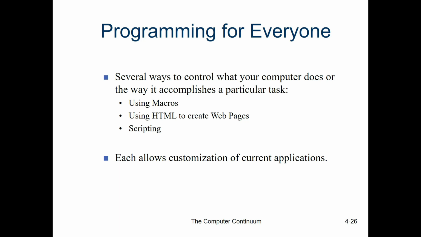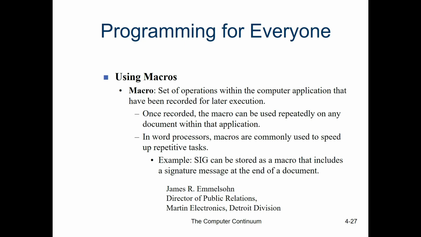So, programming for everyone: there are several ways you can control how your computer performs tasks. You can use macros, you can use HTML to create web pages, or you could use scripting languages like Python or JavaScript for creating applications, or Kotlin, maybe if you're a mobile application developer. Each allows customization of the current application as well.